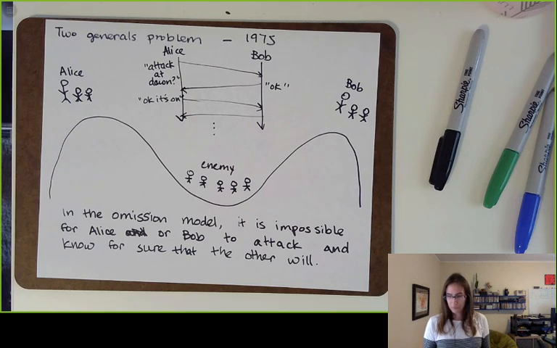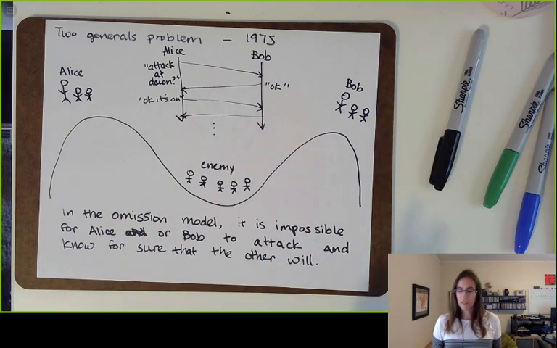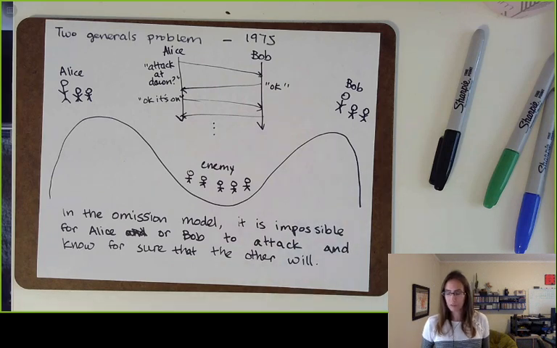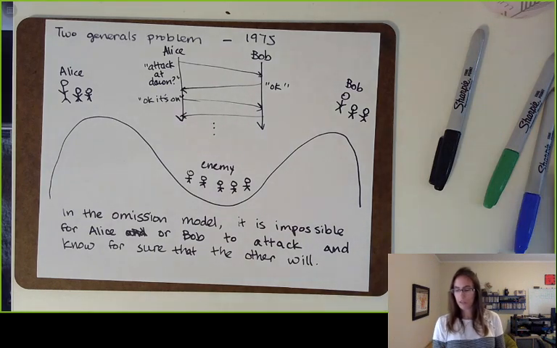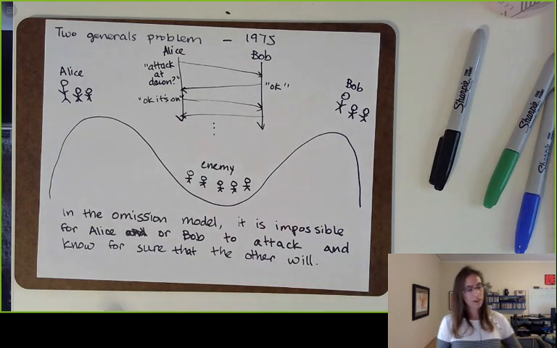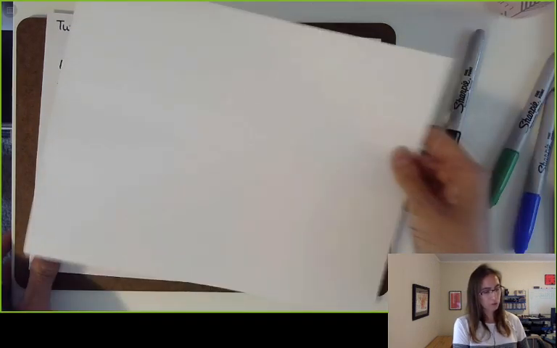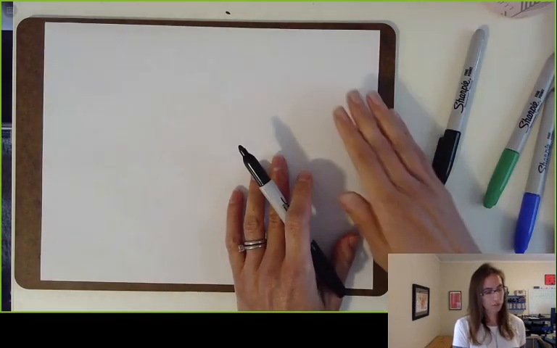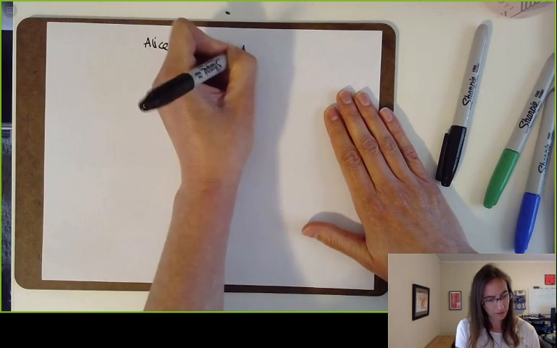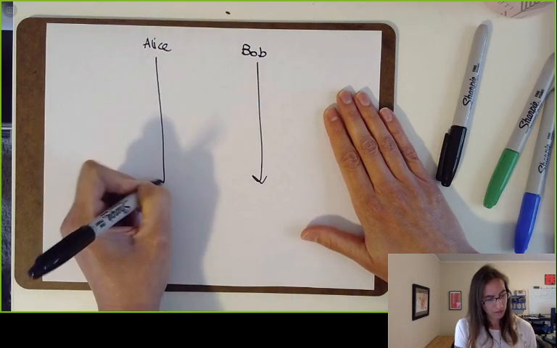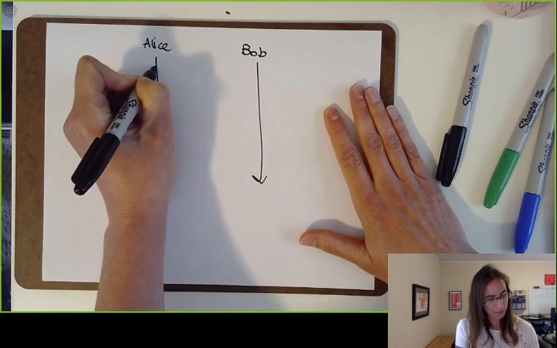Yeah, so although it's impossible to solve this problem, it is possible for the generals to increase their confidence that the other general will attack. So here's how that might go. One way to do this would be, let's say Alice sends a whole bunch of messages at regular intervals, okay? So say Alice keeps sending messages that say attack at dawn.